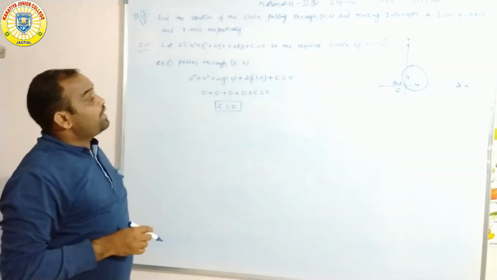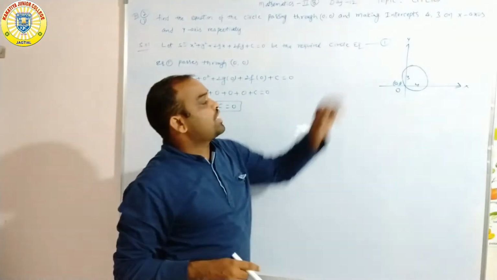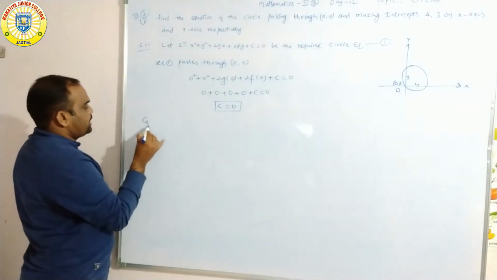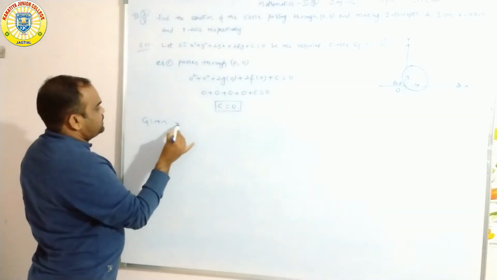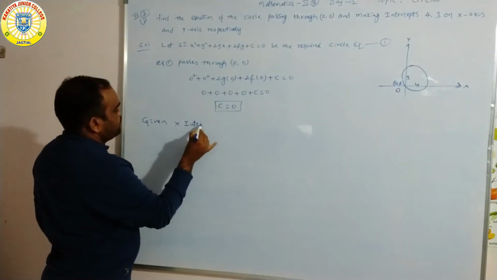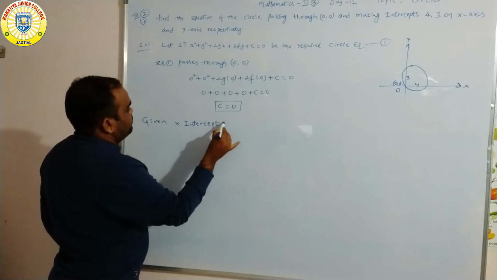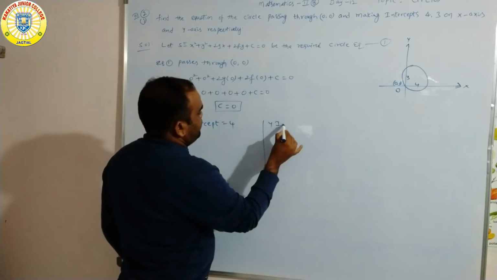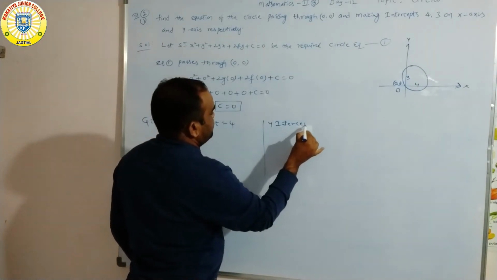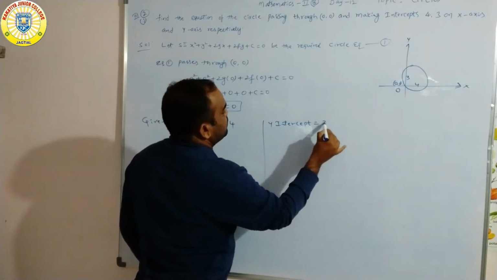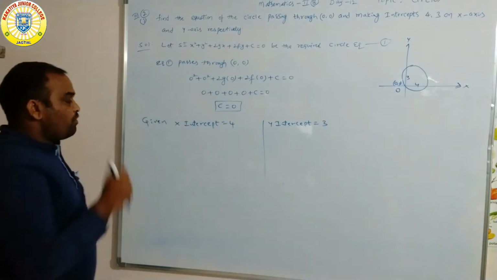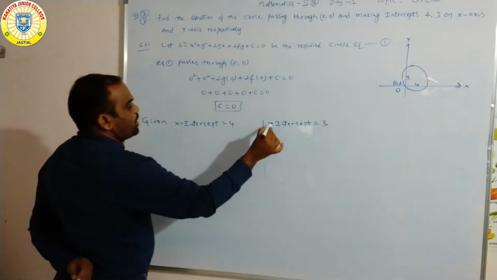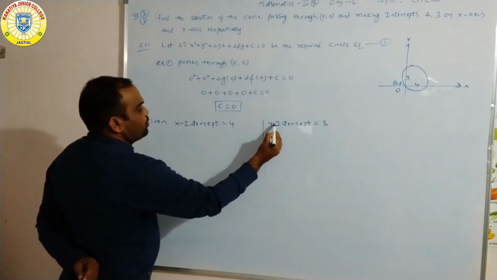Now, what is given? The x-intercept is 4 and the y-intercept is 3. So we are writing the given x-intercept is 4 and the y-intercept is 3. We have the formula for the x-intercept and the y-intercept.